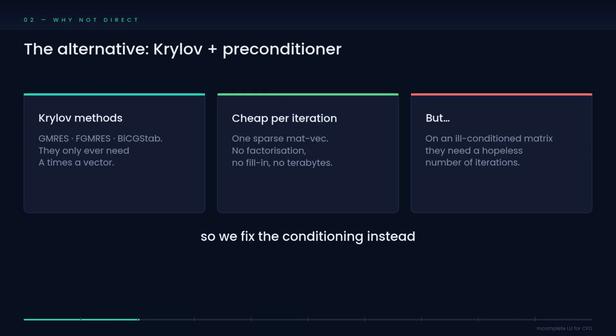So we give up on exactness. Instead, we use a Krylov method, GMRES, biconjugate gradient stabilized, which only ever needs the matrix times a vector. Krylov methods are cheap per iteration. Their weakness is that on a badly conditioned matrix they need an enormous number of iterations. Which brings us to the actual subject of this lecture.